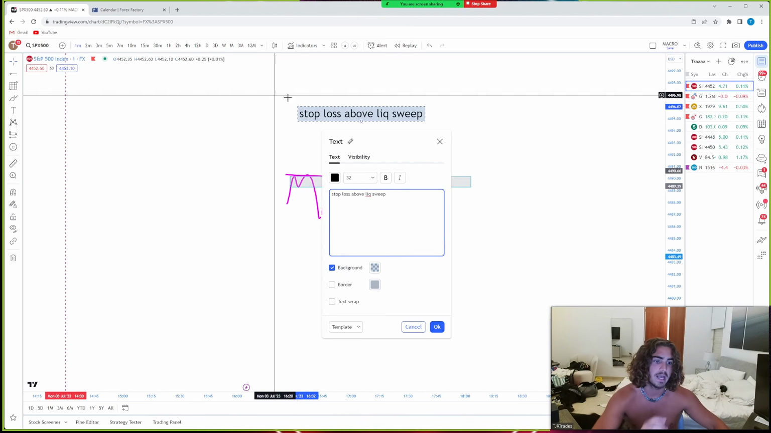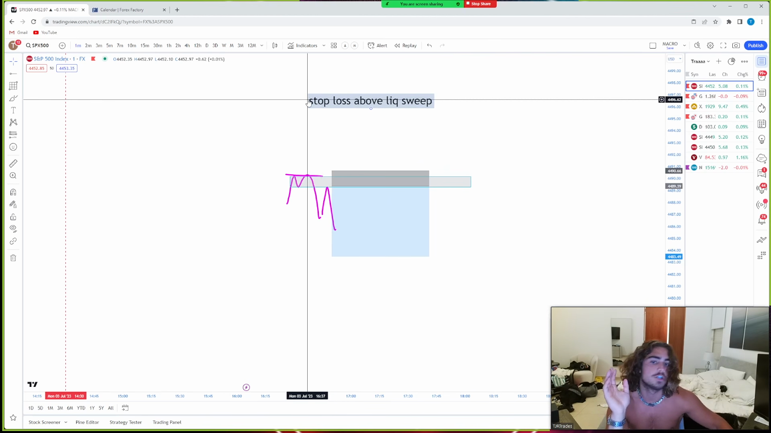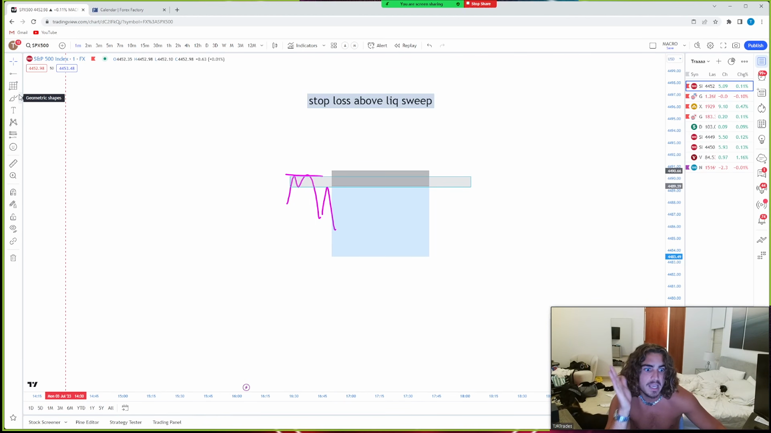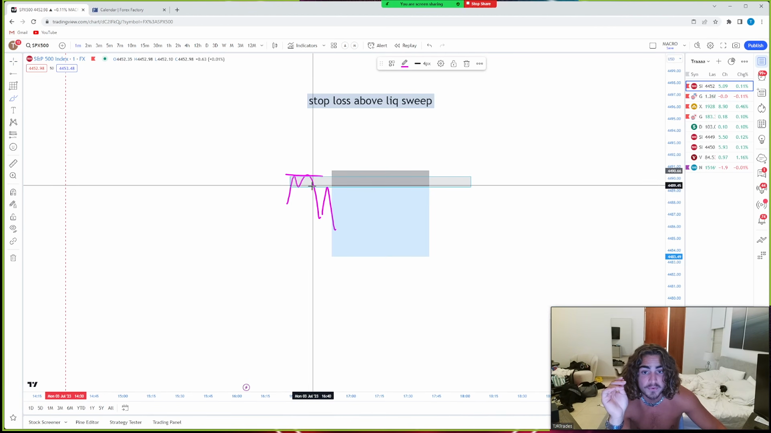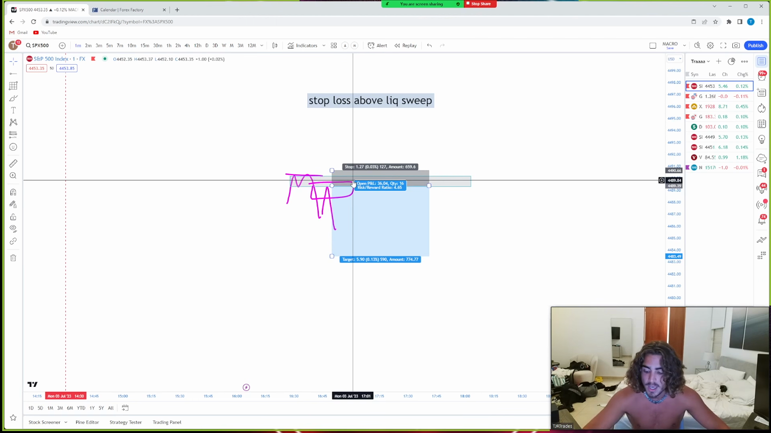Boom. That's as simple as it gets. That's the super simple, easiest way to do it: stop loss above your liquidity sweep. Whether you're entering off of a fair value gap or an order block, your stop loss should still be above the liquidity sweep.